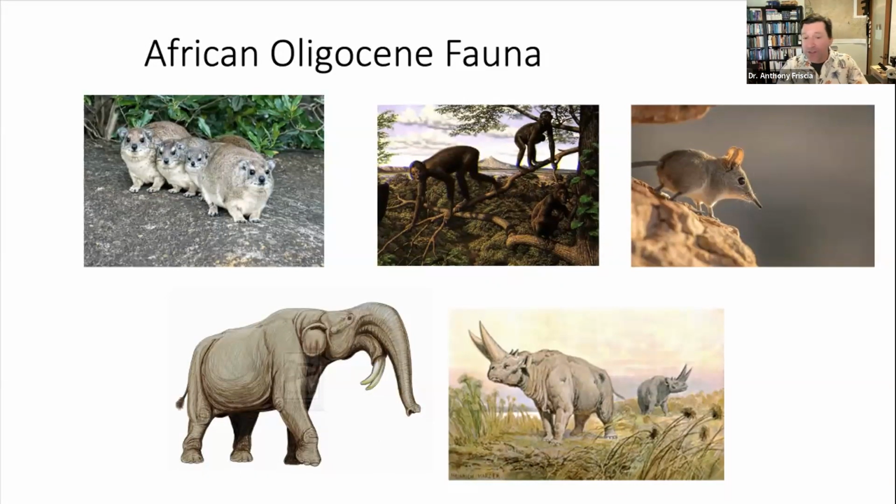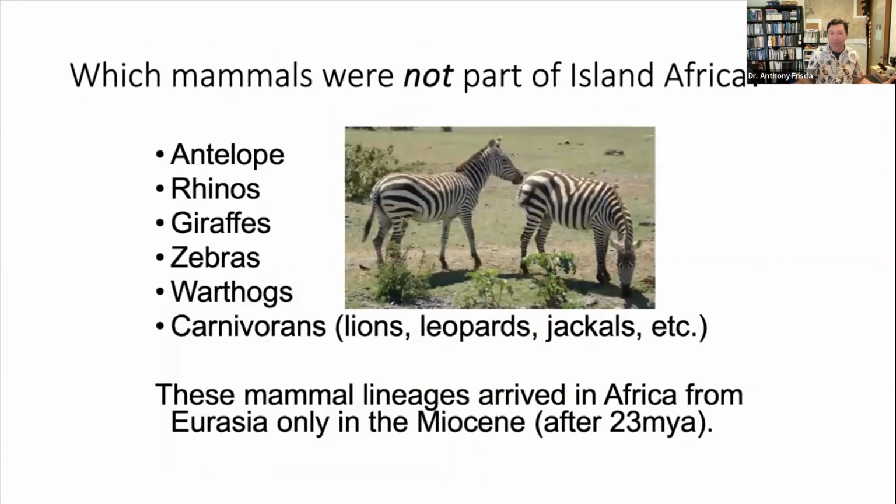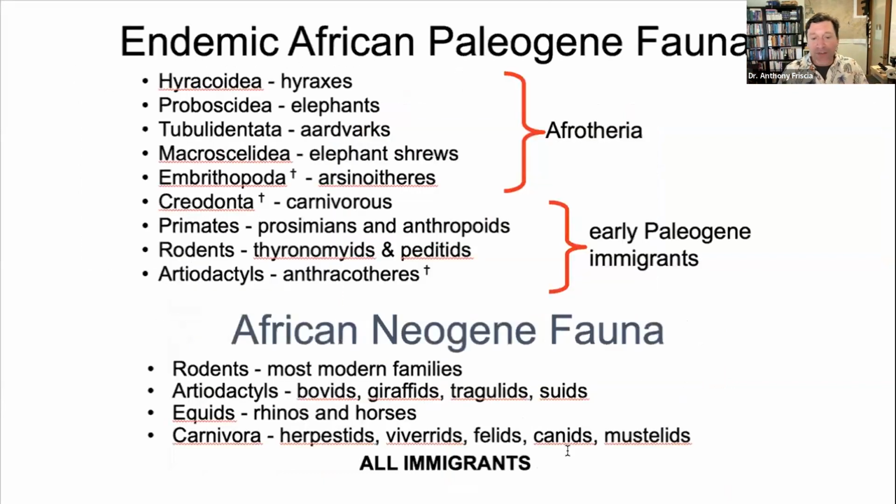But one thing to notice is which mammals were not part of island Africa, which animals were not in Africa prior to this. And that includes the things that we associate with Africa today: antelope, rhinos, giraffes, zebras, warthogs, all the carnivores like lions and leopards and jackals and stuff like that. They arrived from Eurasia at about this time period. And so basically all these things here are all immigrants, right? All the things that we mostly associate. Now, obviously some of these we still have representatives of them, but they've mostly been replaced, or at least have become much less diverse and much less numerous, right?